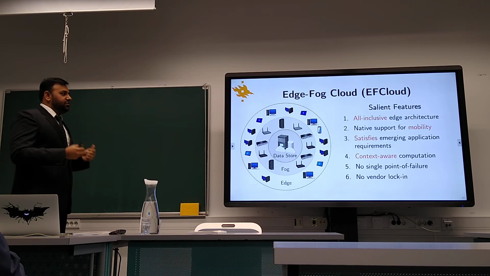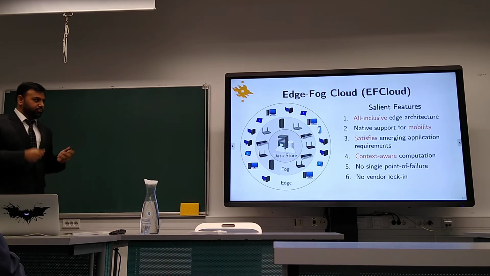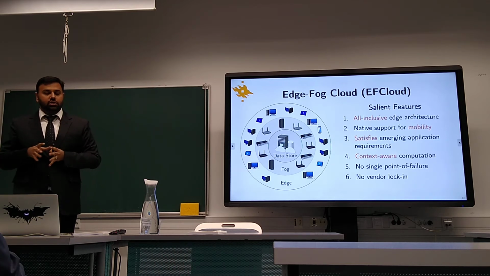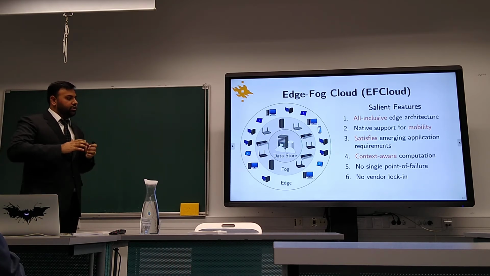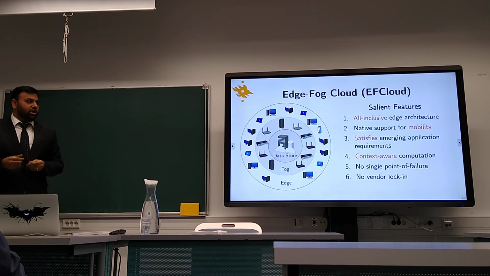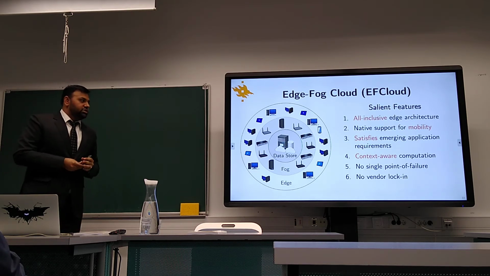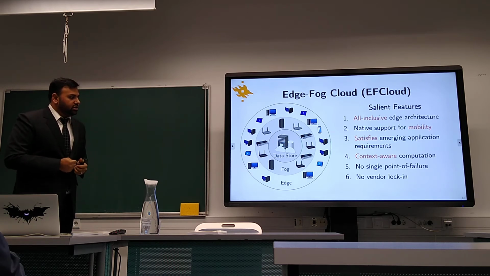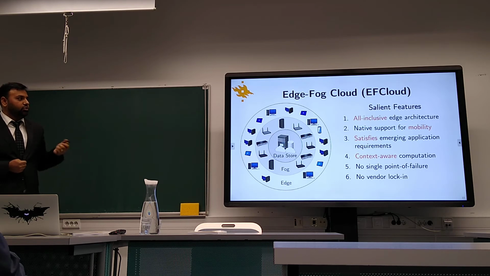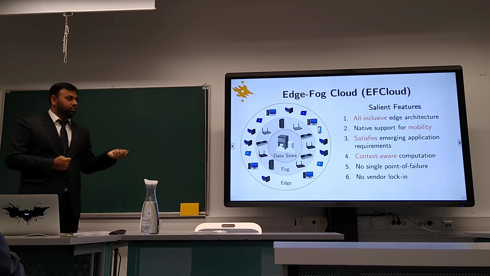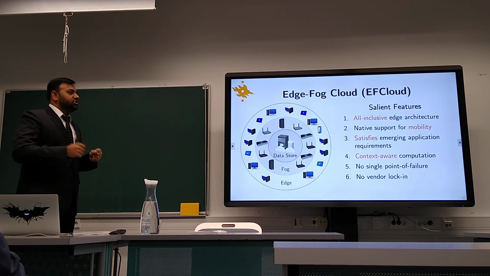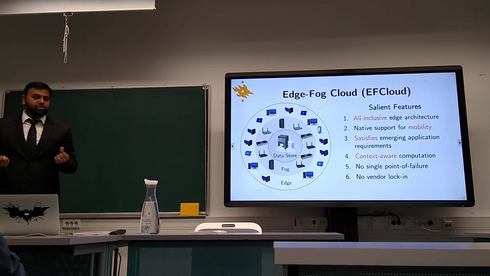So what are the salient benefits of this model? Obviously, it is an all-inclusive edge architecture, so we are not making any great demarcations between the requirements of the application providers and what we are providing here. Some of these servers, for example at the edge, like smartphones and tablets, have inherent support for mobility applications, which might be required for autonomous vehicles, for example. And they try to satisfy, in fact, most of the emerging application requirements.